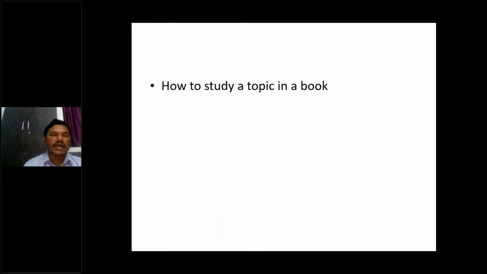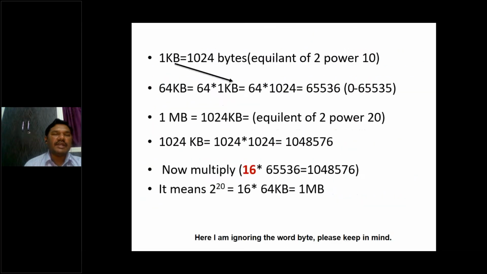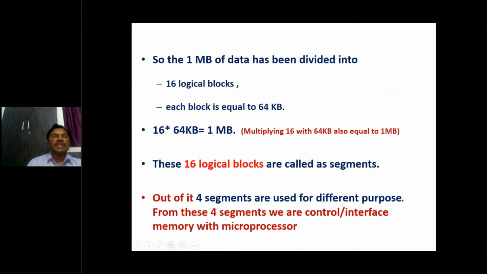You know how the memory is divided. The 1 MB of memory lines has been divided into 16 logical blocks. Each logical block is equal to 64 KB. So 16 times 64 KB is 1 MB. These 16 logical blocks are called segments.